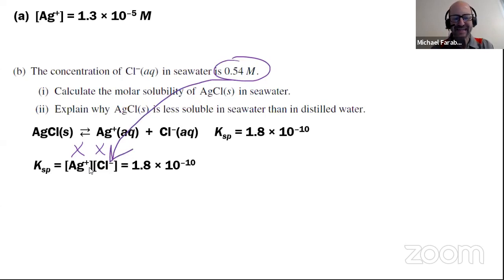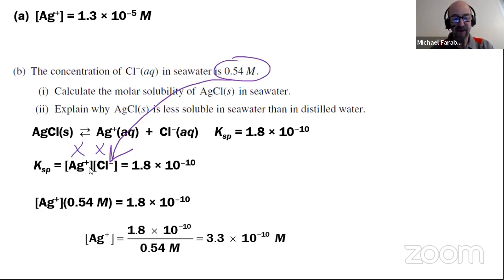So when we plug in 0.54 and we solve for silver, we're going to get a much lower concentration of silver than we did in part A. And sure enough, if we do this math, we get 3.3 times 10 to the minus 10. So that lower concentration tells us that the silver chloride is much less soluble in a solution that already contains a fair amount of chloride ions.